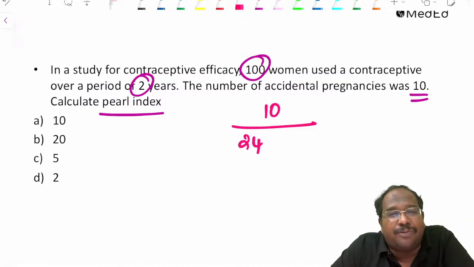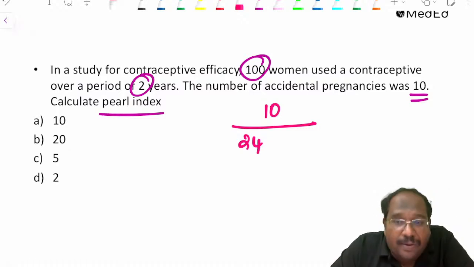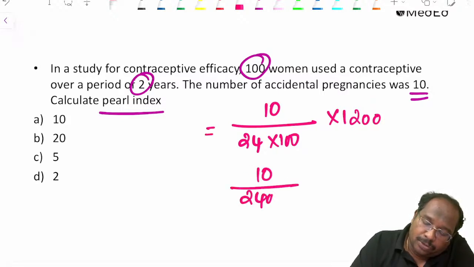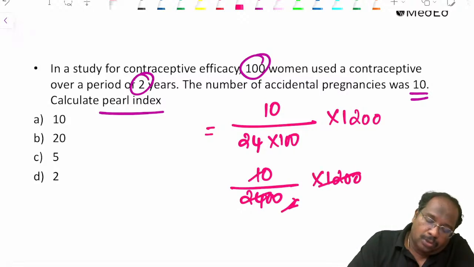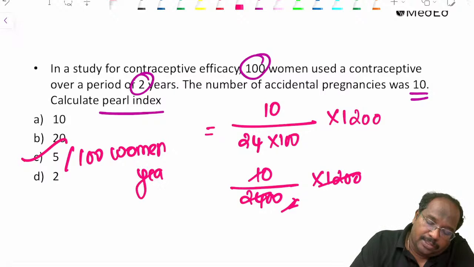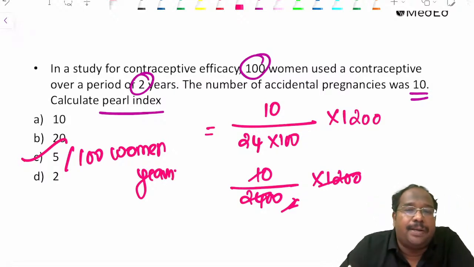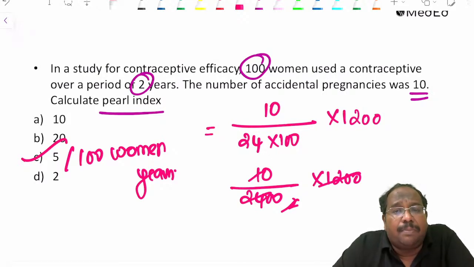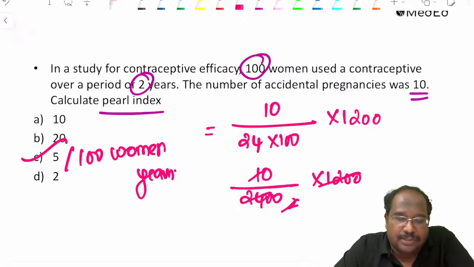Most of you say 24. But 24 is for what? For 1 woman. How many women are we following? We are following 100 women. So this is 10 by 2400 multiplied by 1200. This comes to 5 per 100 women years. This is how we have to calculate. This is Pearl Index: 5 per 100 women years.